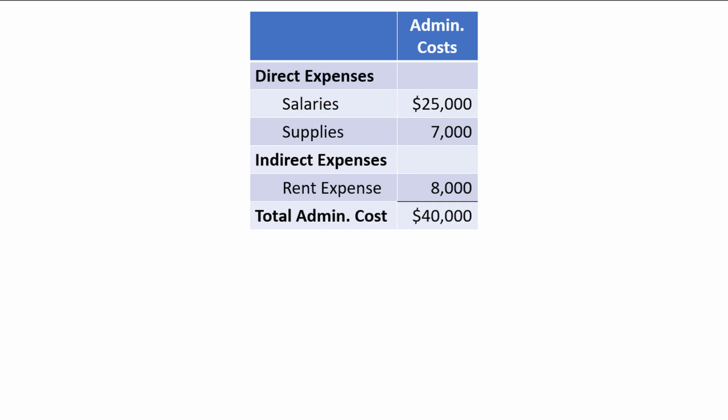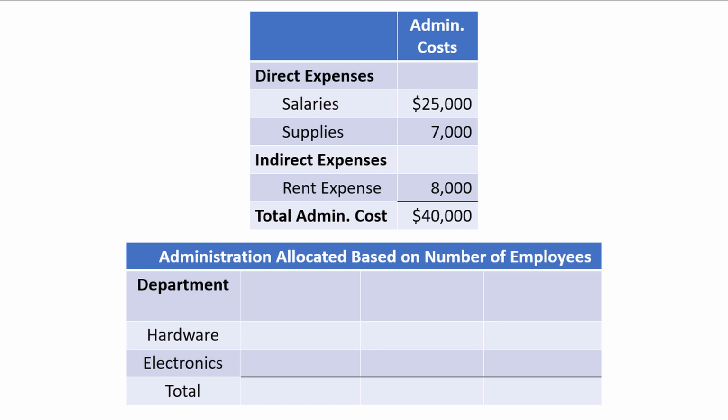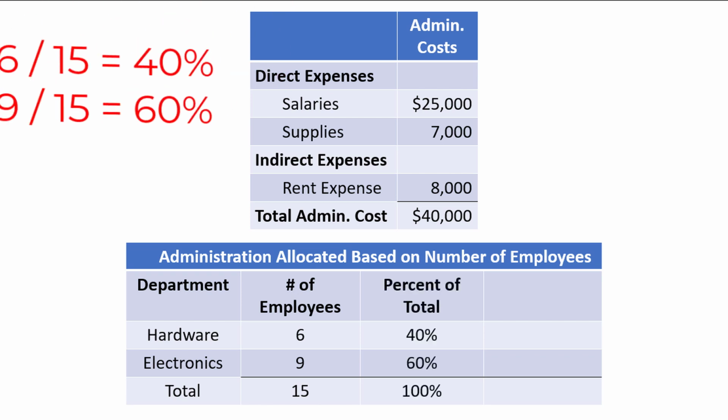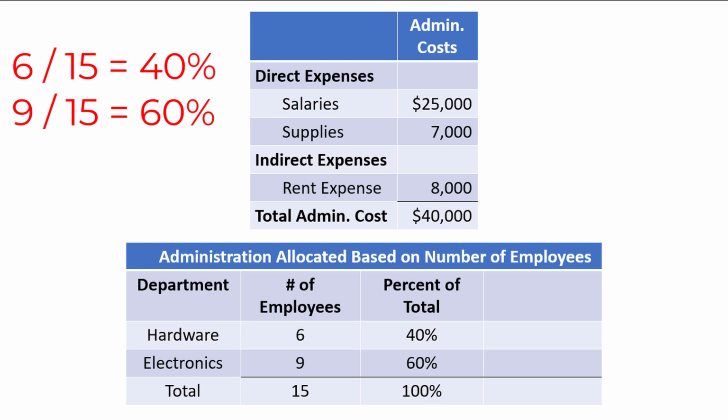We can set up a table similar to the one we used to allocate rent and advertising costs to allocate the administration costs now. Administration costs are allocated based on the number of employees working in each department. Let's assume there are 6 employees in the hardware department and 9 in electronics, totaling to 15. We can find the percentage for each department by taking the number of employees, 6 or 9, and dividing by the total number of employees, 15.